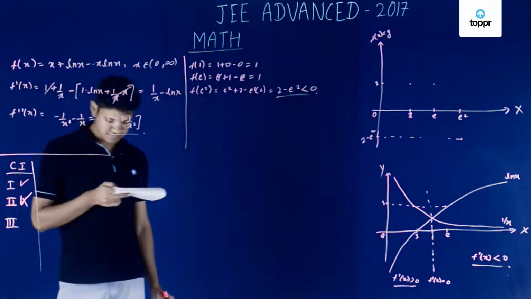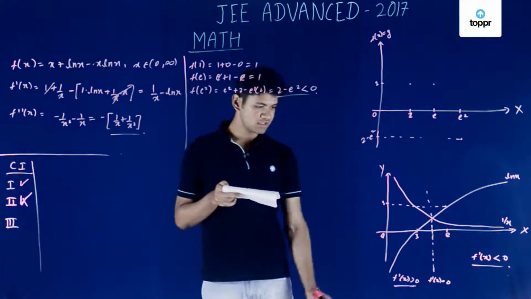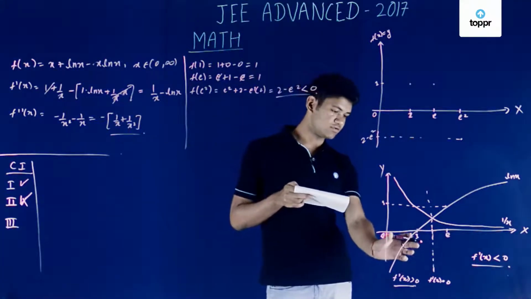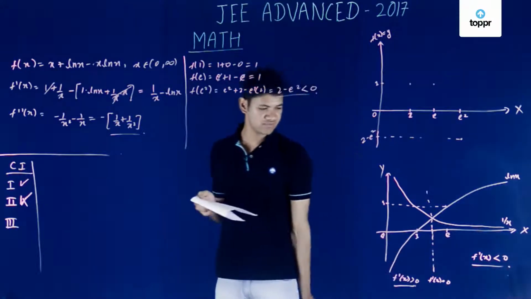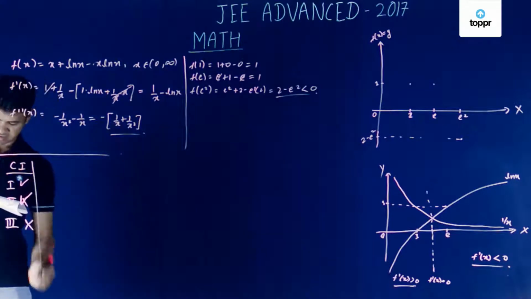Third option says that f dash x is equal to 0 for some x in 0 to 1, which is not correct because f dash x is only 0 at 1 to e, and from 0 to 1 it is always greater than 0. So the third option is incorrect.